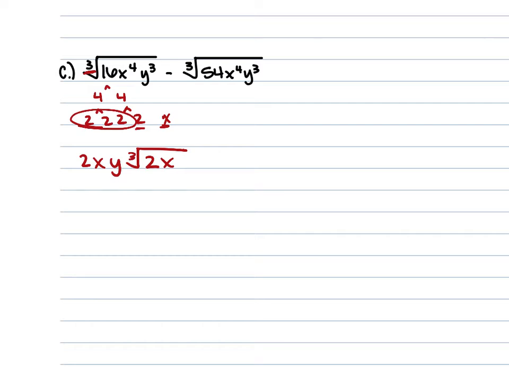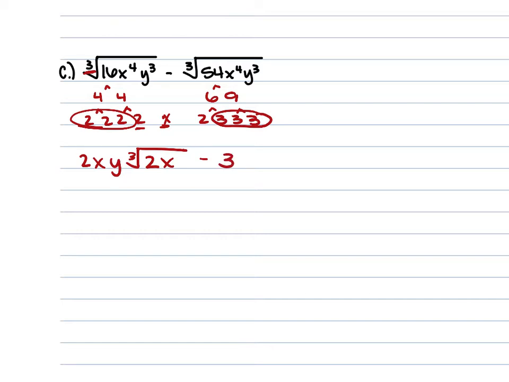For the negative cube root 54x to the 4th y cubed, 54 is 6 times 9, 6 is 2 and 3, 9 is 3 and 3. So we have the 3 3's that pair up, they're going to come out.